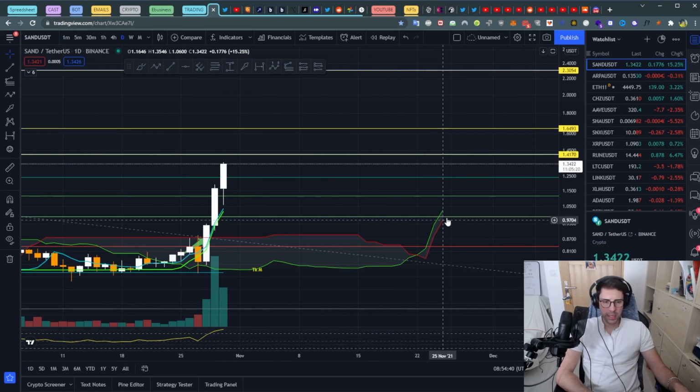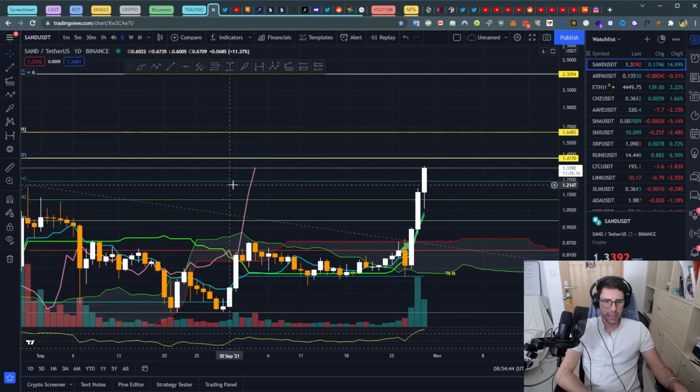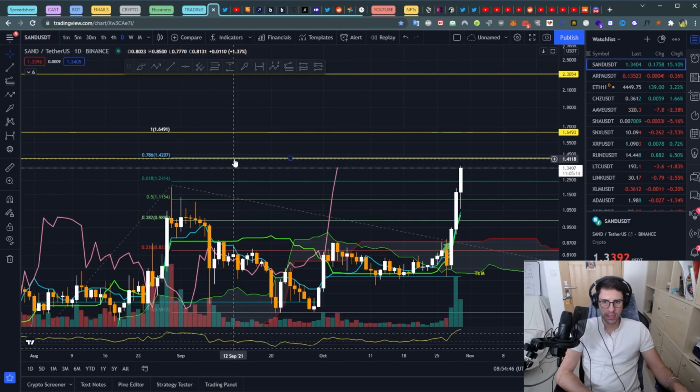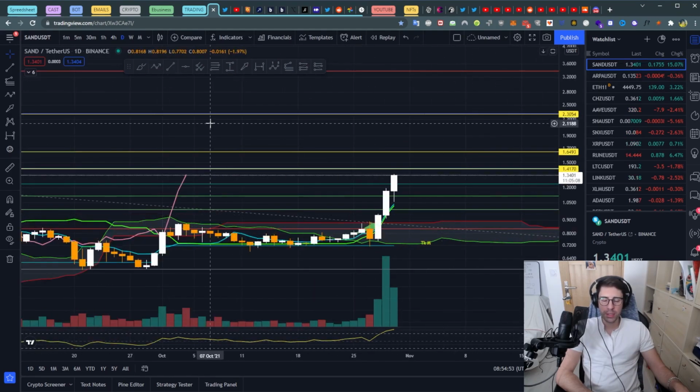The cloud is pointing up, the SSB is pointing up. Our lagging doesn't have anything to stop it except those resistances through our Fibonacci extension. So yeah, that's it for the moment. There is not much else to say about SAND.